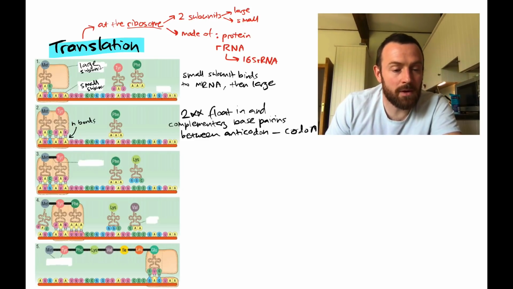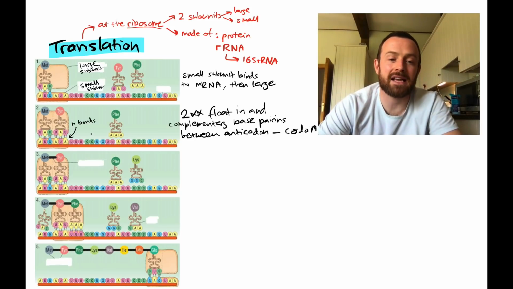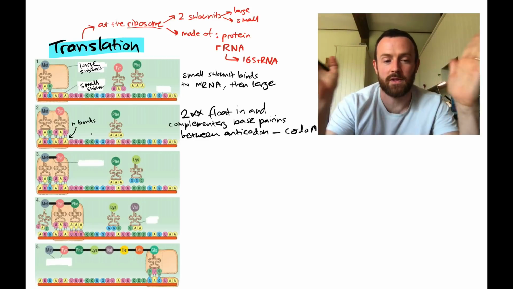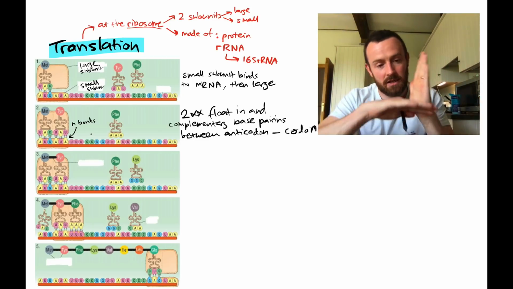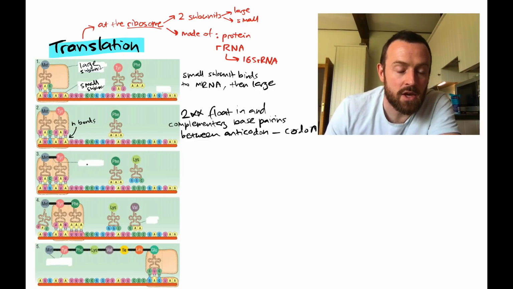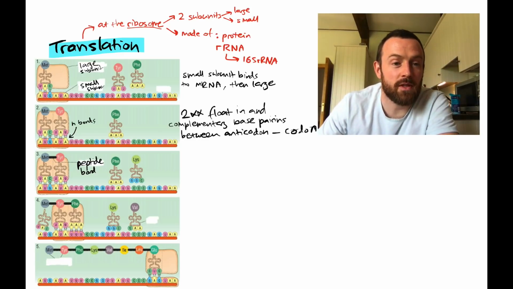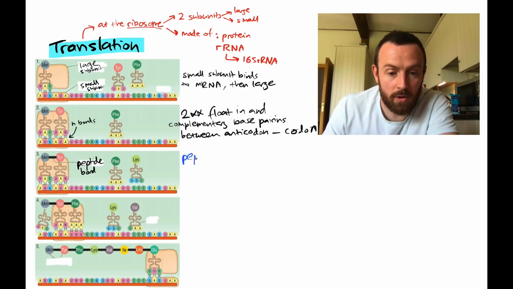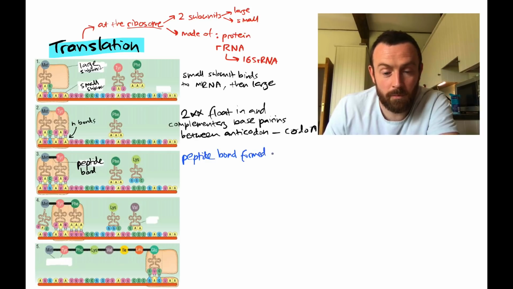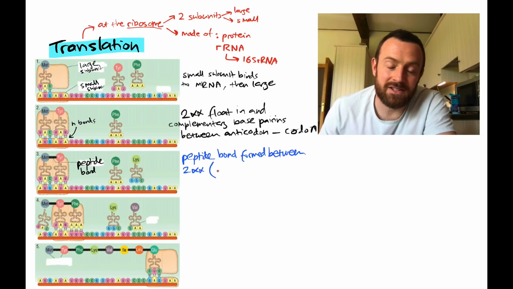And when those two amino acids are held next to each other, because the tRNAs are nestling into the ribosome, which has two sites where the tRNAs can sit lined up next to the messenger RNA, we get the formation of a peptide bond. So this is key. Okay, that is a key point here. Peptide bond formed between two amino acids.